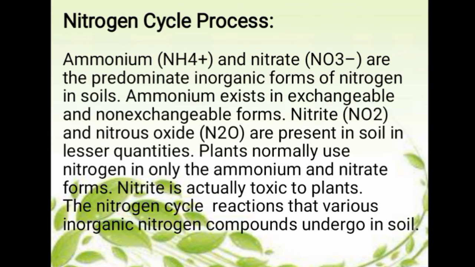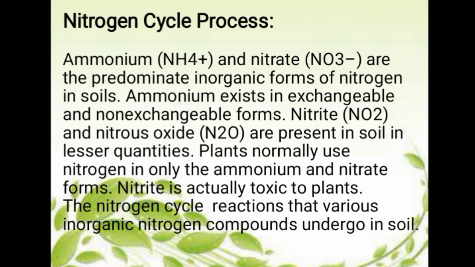Nitrogen cycle process. Ammonium and nitrate are the predominant inorganic forms of nitrogen in soils. Ammonium exists in exchangeable and non-exchangeable forms. Nitrite and nitrous oxide are present in soil in lesser quantities. Plants normally use nitrogen in only the ammonium and nitrate forms. Nitrate is actually toxic to plants. The nitrogen cycle: reactions that various inorganic nitrogen compounds undergo in soil.